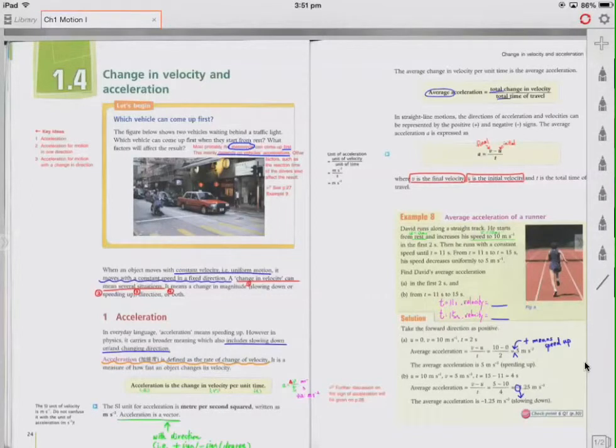Acceleration is the change in velocity. This session we will divide it into two parts. The first part, we learn the magnitude of acceleration. Before that, we learn velocity. Velocity is the change in displacement with time.